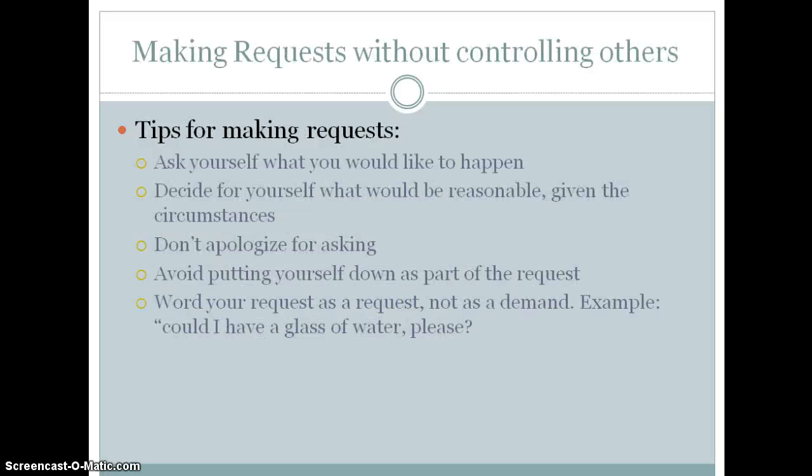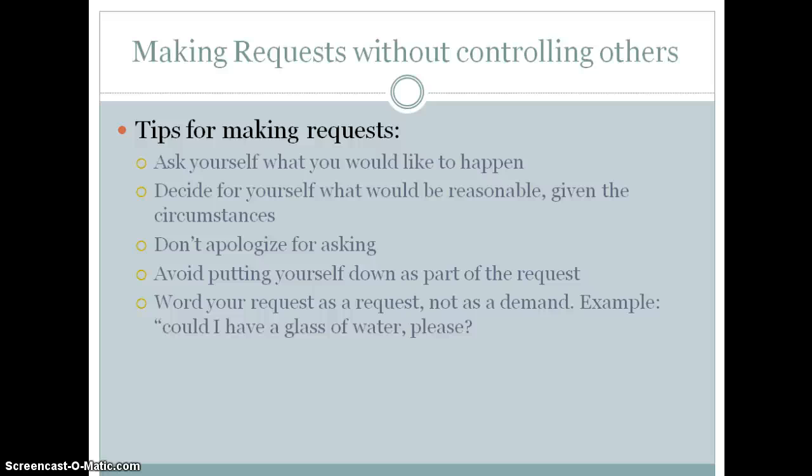So we know that it's challenging to make requests, especially for those that are passive, but really it can be difficult for all of us. And so Patterson gives some tips for making requests. The first is to ask yourself what you want to happen. Often we don't think through that before we actually start talking, and so we have to know what we want to happen. And then, is it reasonable given the circumstances?